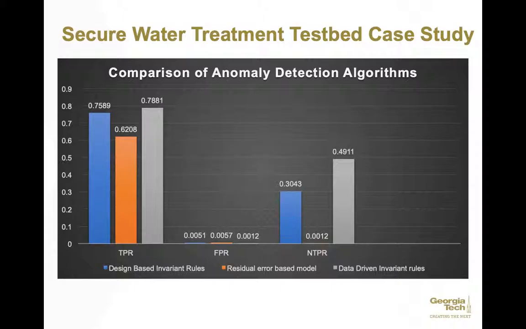Once again, the results are that the data-driven invariant rules perform best when compared to both the residual error and the design-based invariant rules. Here you can see that the true positive rate for the data-driven invariant rules was higher by about 0.03, the false positive rate was significantly lower, and the normalized true positive rate was higher by about 0.2.